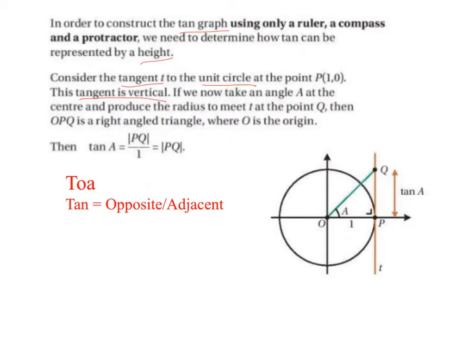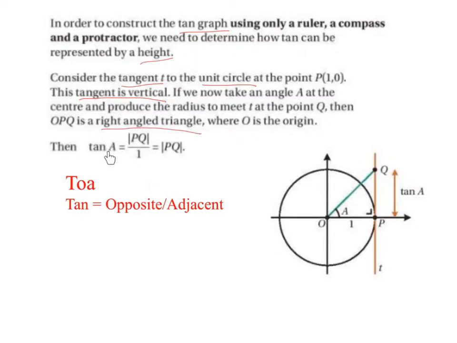Then OPQ, so this angle here is a right angle, so we form a right angle triangle OPQ, where point O is the origin. So we take an angle A at the center, produce the radius to meet T at the point Q, then OPQ is a right angle triangle where O is the origin.